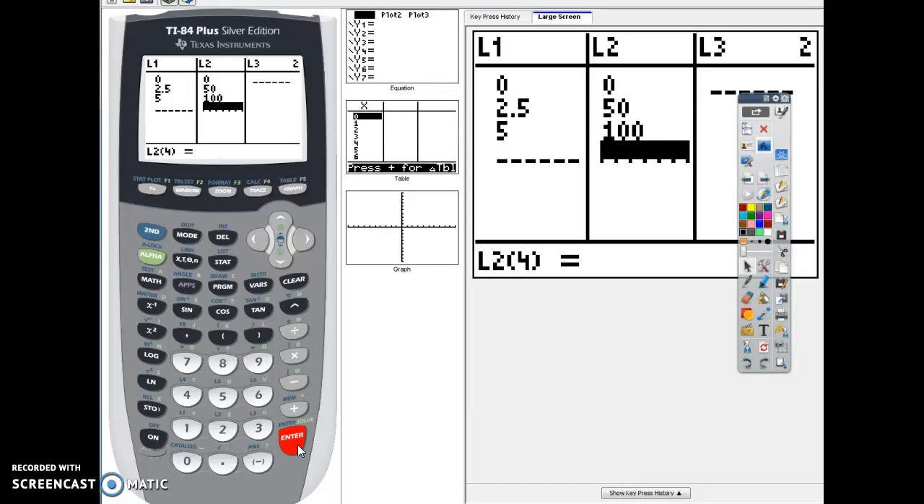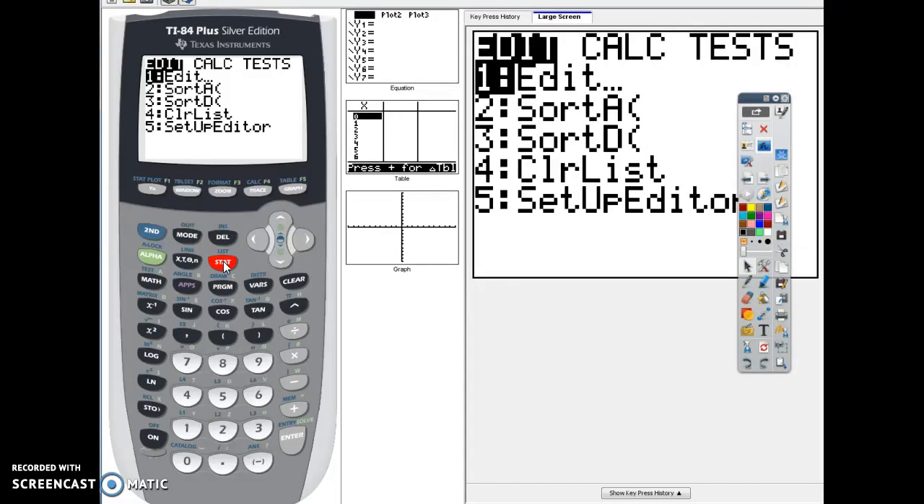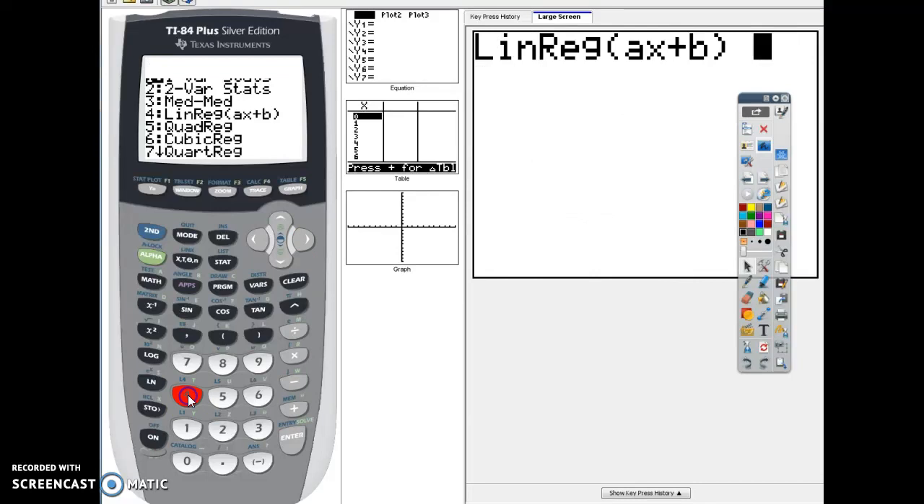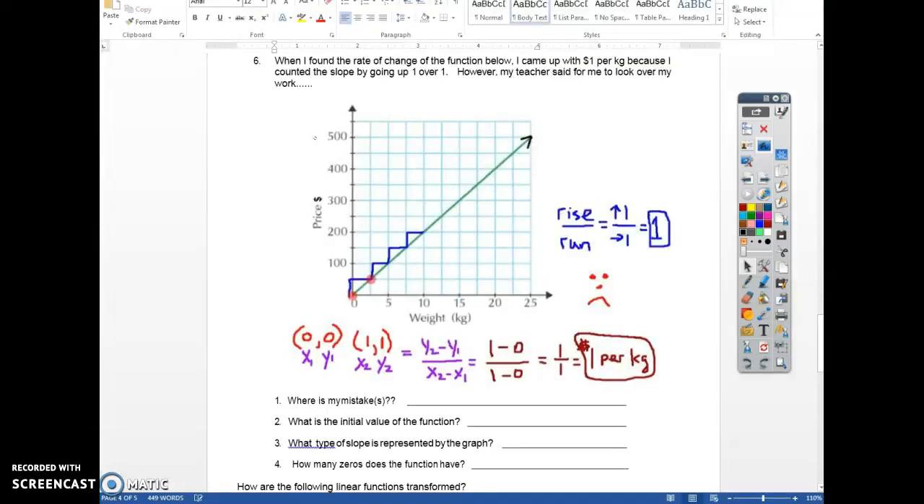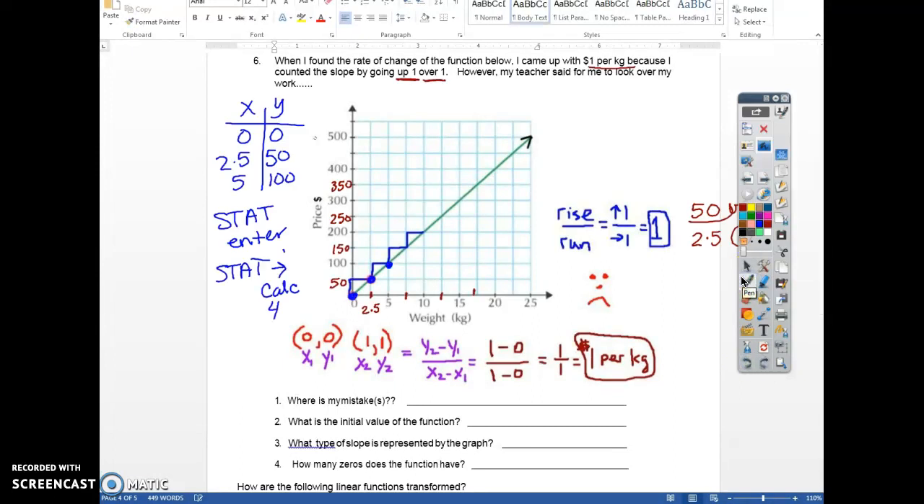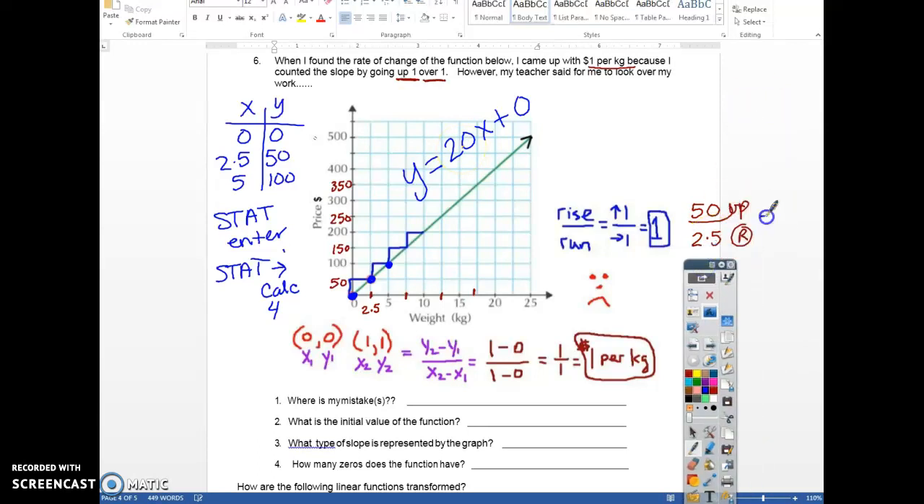Okay? Then you hit stat again. Use the little arrow over to calc and press the number 4 and then enter. And it gives you the equation including the slope. So what is the equation? Y equals 20x plus 0. So let's write that down on our paper. The equation for this line is y equals 20x plus 0. 0 because it started at 0, that's my y-intercept, and 20 is my slope. When you divided 50 by 2.5, you should have gotten 20.